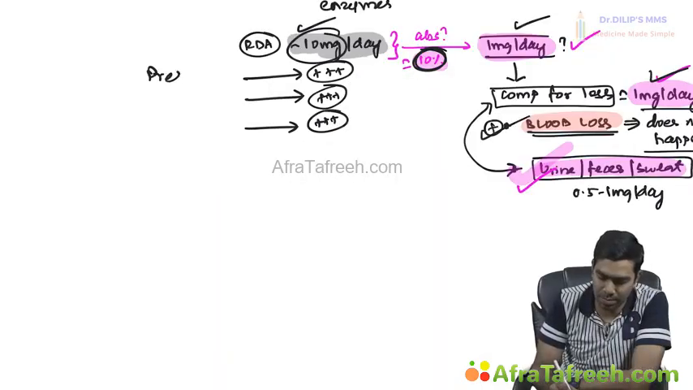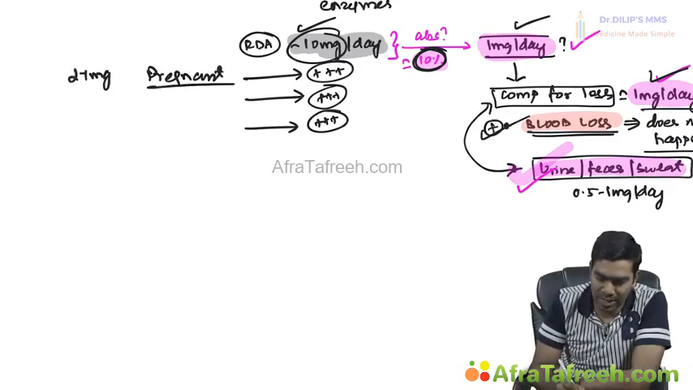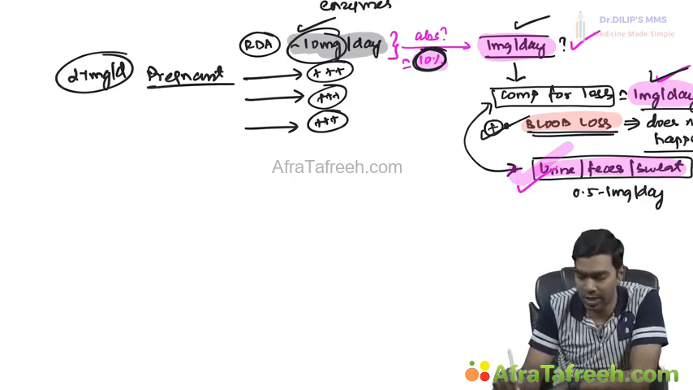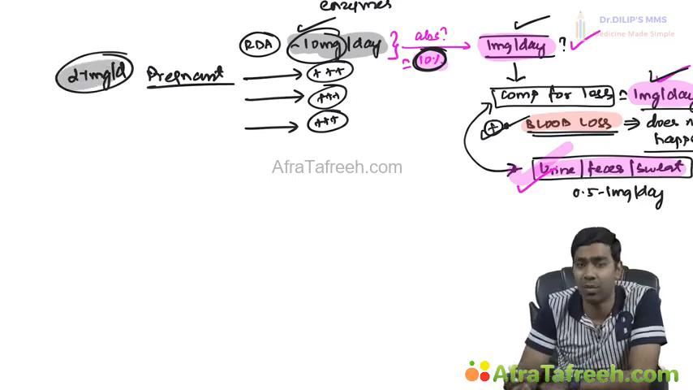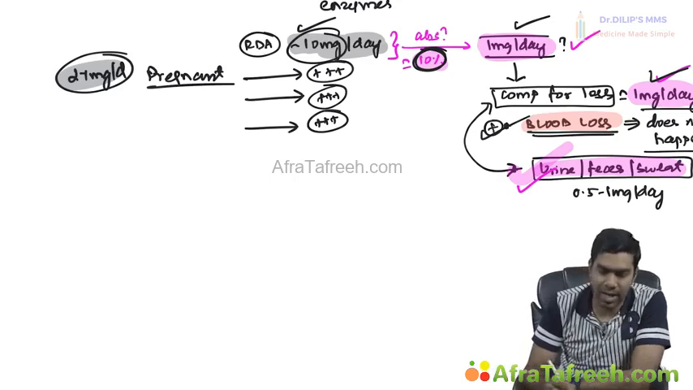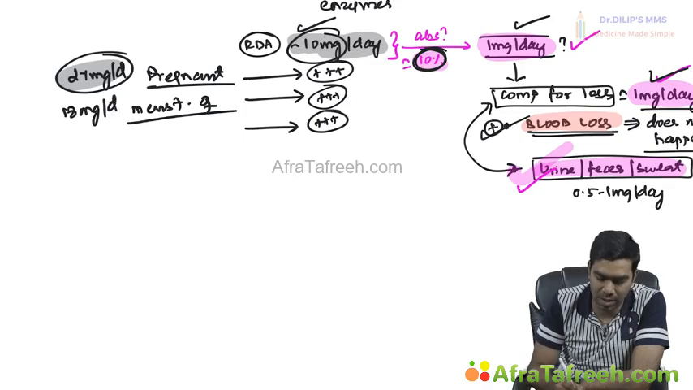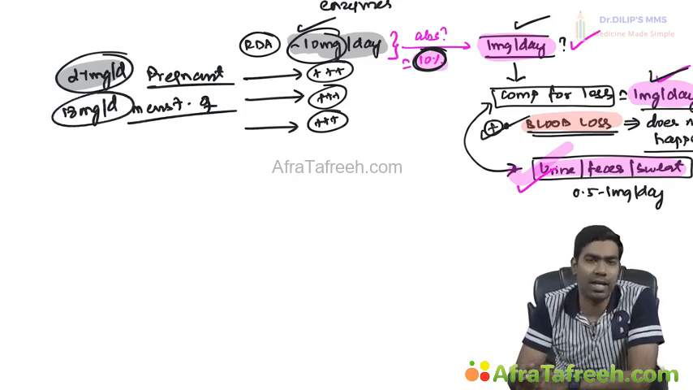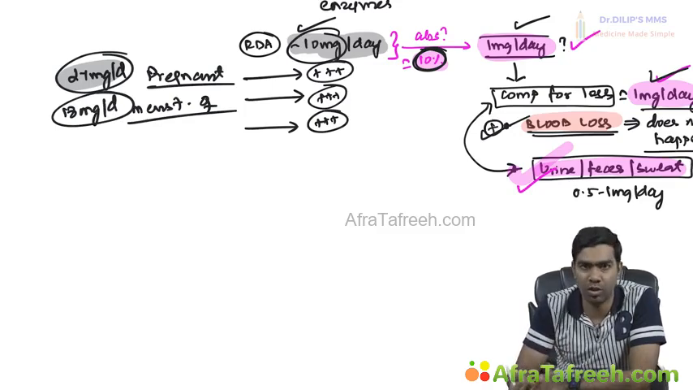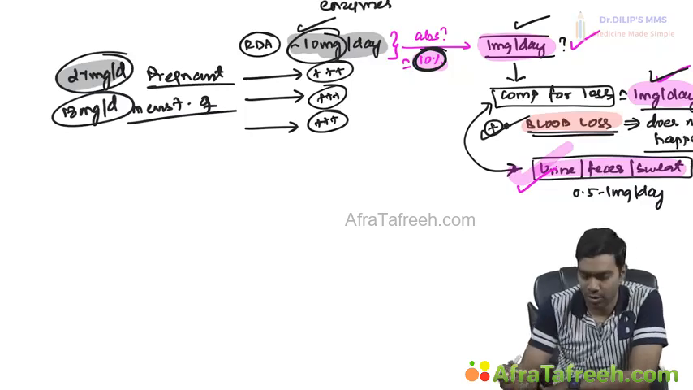So what are the conditions? First thing, I told you, is a pregnant woman, where they may be needing even up to 27 milligram per day of iron. That is the reason why we give iron and folic acid tablets routinely to pregnant women. Second area where you can see is a menstruating female. Any menstruating female might be needing approximately 18 milligram per day as her RDA. That is because they are going to lose iron every month in the form of blood in the menses. So that is also very important.